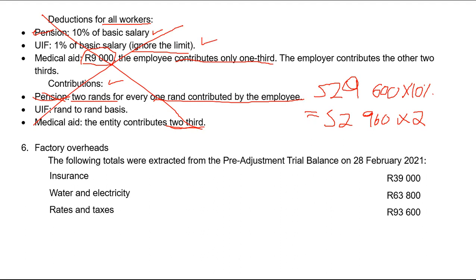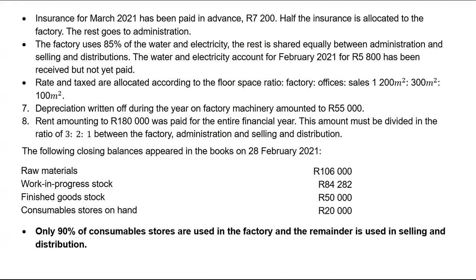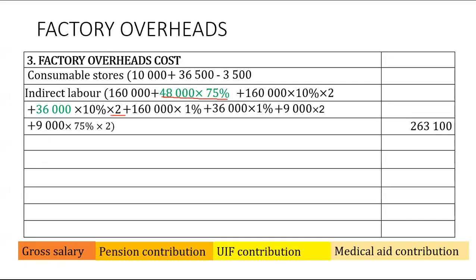And how do we allocate? They told you that half the insurance is allocated to the factory, the rest goes to administration. So we are going to first adjust our insurance. Where do we normally get our insurance? It'll be in our factory overheads. It'll be 39,000 adjusted, minus 7,200 because it doesn't fall into the current financial year. Then allocate 50% of that comes here, and that will be 15,900, which is our expense. Adjust before you allocate.